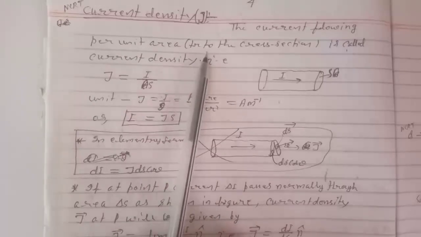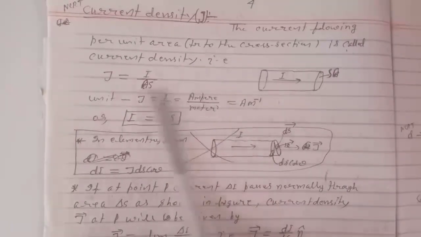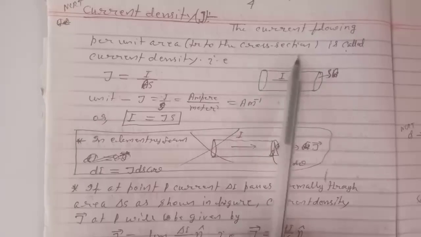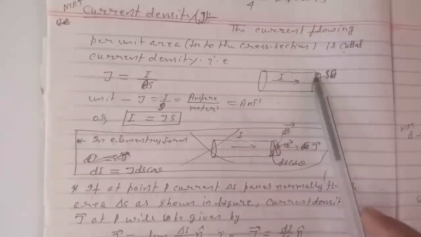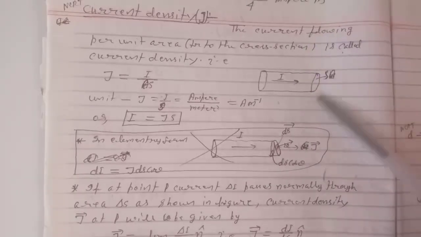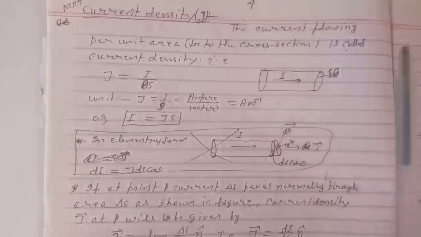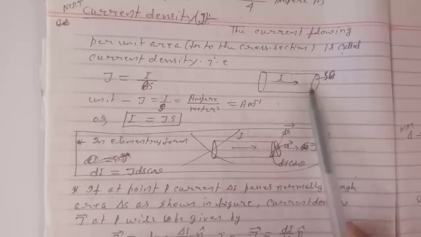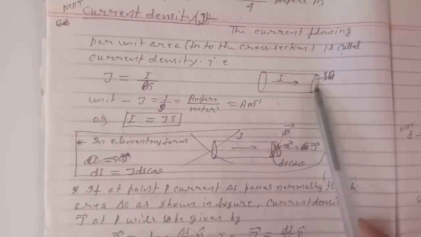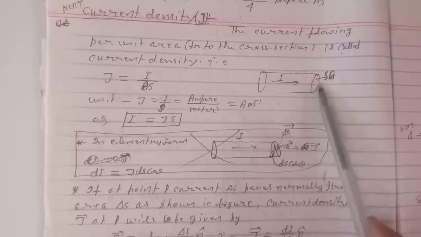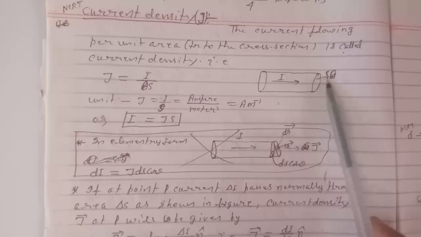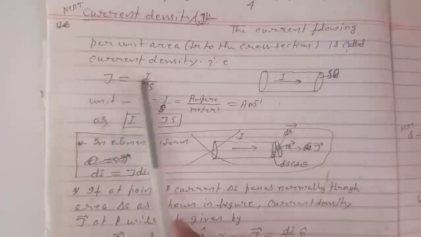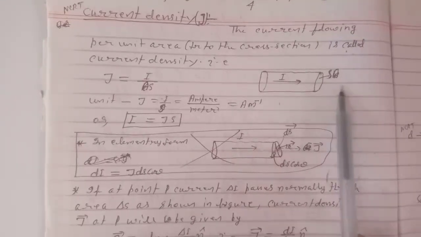Current density J. The current flowing per unit area perpendicular to the cross section is called current density. For example, here is a conductor whose cross section is shown, a circular part. If we slash it, then the front part which we see is called the cross section, and consider this as area S or A, whichever you consider. Then J will be equal to I by S if current I is flowing through the conductor.